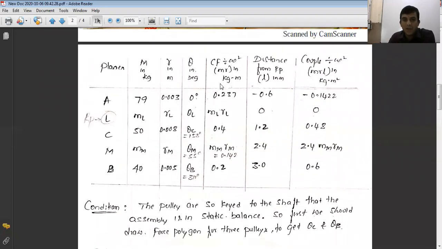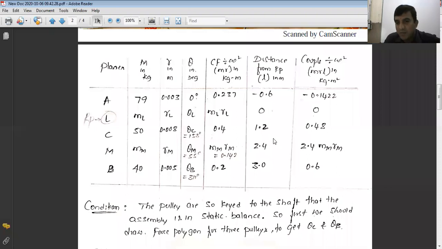Then you multiply the fifth column and the sixth column, m r l. 0.237 into minus 0.6 will get minus 0.1422. Next one is zero. Second one, multiply 0.4 into 1.2, we'll get 0.48. Next, 0.2 into 3, you'll get 0.6. Right? Now once you complete the table, which one do you go for drawing?